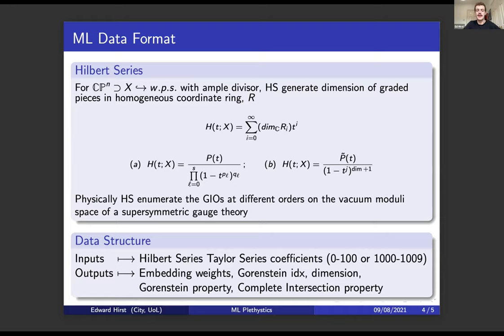Well, depending on the investigation, we have either a vector of embedding weights. This is particularly a regression problem that we were learning and measure with mean absolute error. We then have outputting Gorenstein index or dimension. And in each of these cases, these come from some finite set that we preset for the learning. So these are both classification problems. And then finally, we're learning whether the Hilbert series' projective variety is Gorenstein or not, and also whether the projective variety is a complete intersection or not. So these both end up being binary classification problems. So that's what the investigations were.